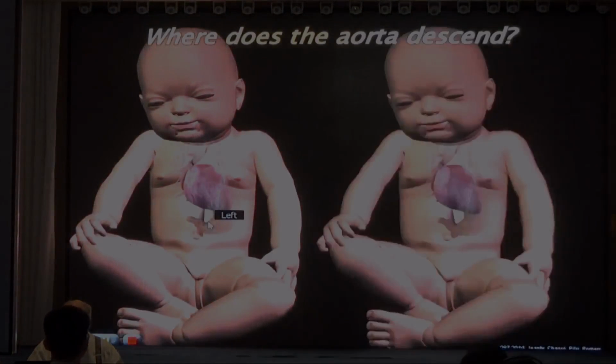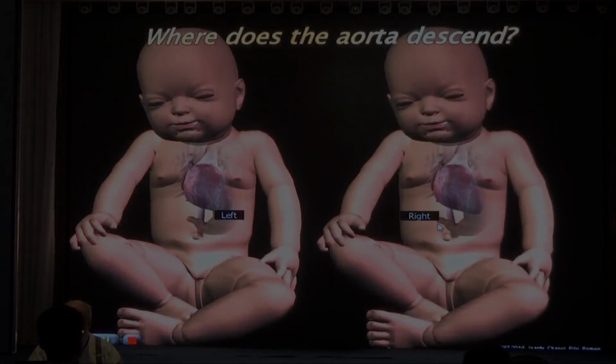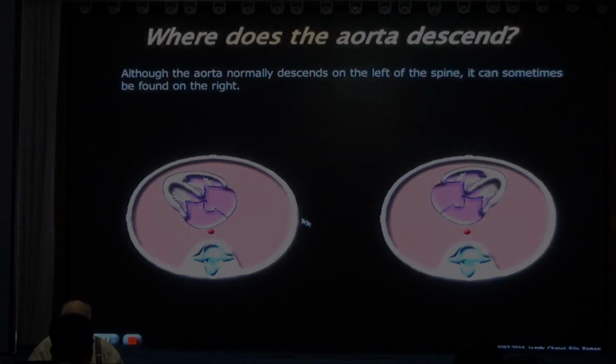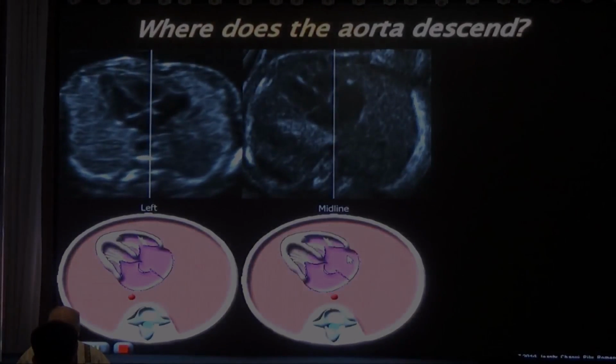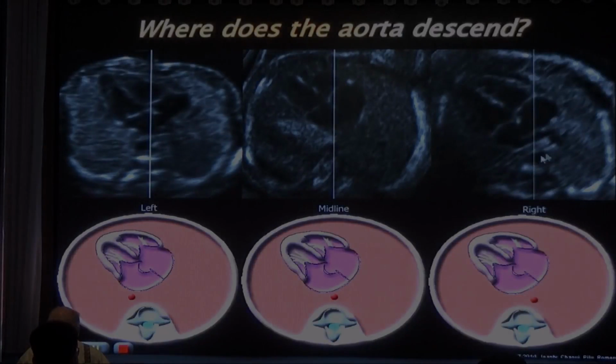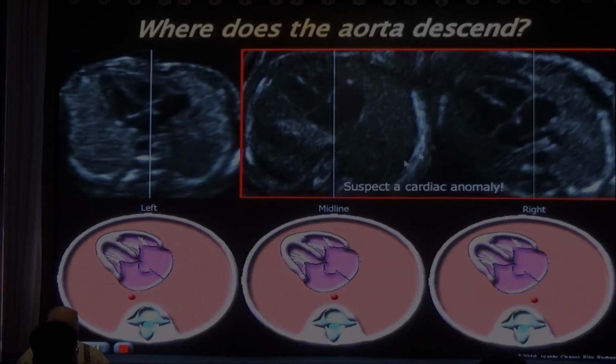So aorta on the left side, aorta on the right side. So you can have apex on the left side, apex on the right side, descending aorta on the right or on the left. So you have to pay attention to all these different situations. And if it's not the usual situation, look for an anomaly. So again, here the aorta is in the middle, here the aorta is on the right side. So in these two babies, suspect a cardiac anomaly.